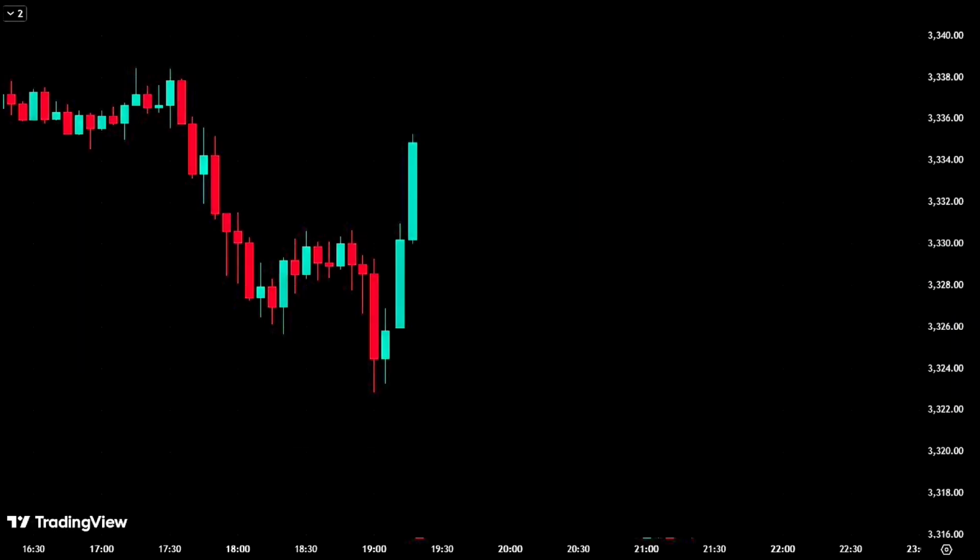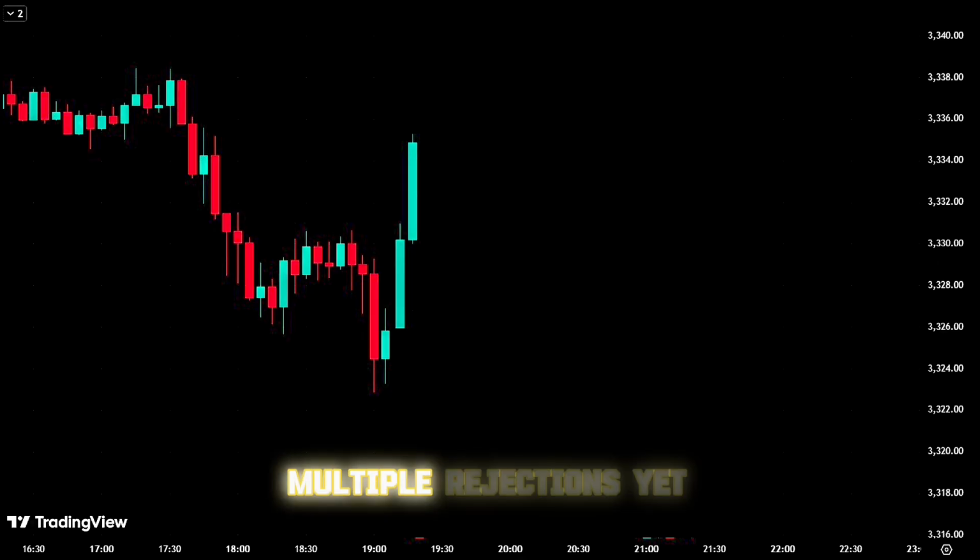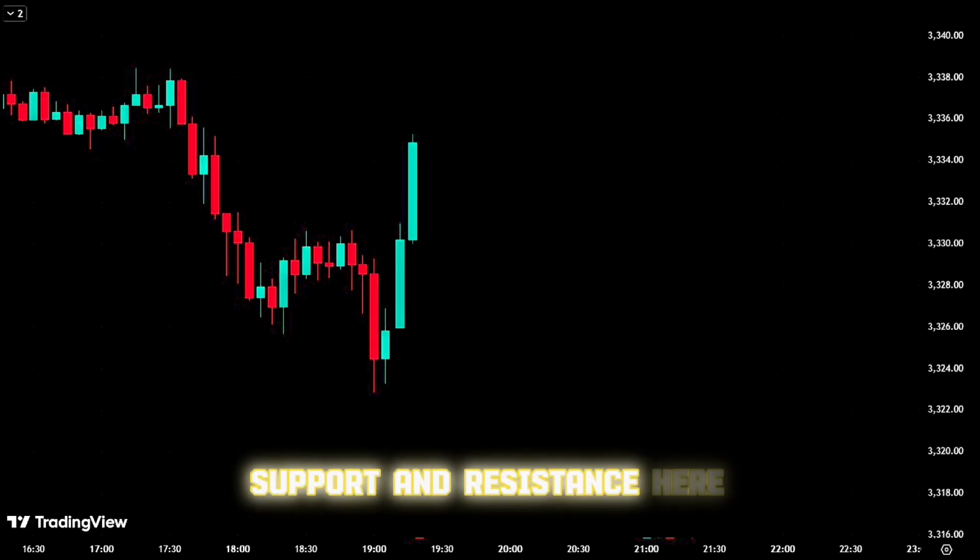Now looking at a chart like this, there aren't any multiple rejections yet. So, how do you draw support and resistance here?